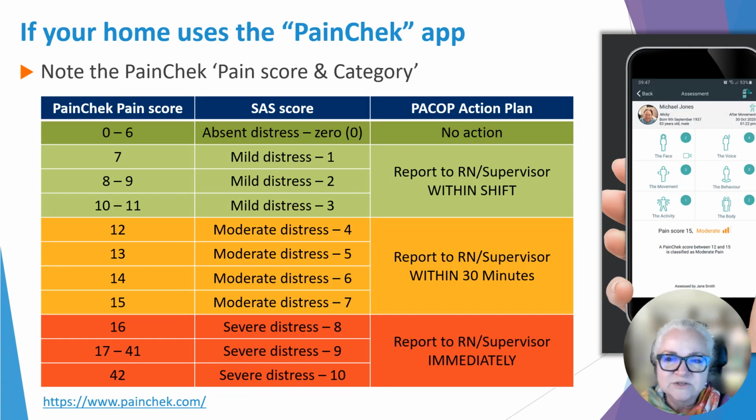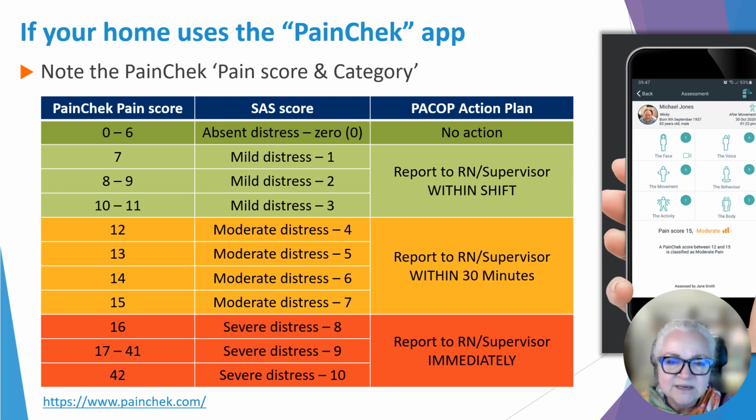Some aged care homes are using the Pain Check app. This takes a video of the resident's face and helps to identify microfacial expressions of pain. This app also uses aspects of the ABI pain scale to confirm the information that the app collects and interprets when it takes the video. The important information here is how Pain Check total scores work with the SAS.